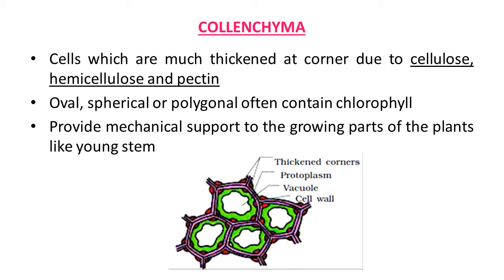Here the shape of the cell is also different. These cells assimilate food when they contain chloroplast, and intercellular spaces are absent. In this figure you can also see that the cell wall is thickened by cellulose, hemicellulose and pectin. There are no intercellular spaces between cells. In their organization, they are thickened at the corners. They have a thick cell wall in their structure, and they also contain chloroplast when assimilating food.